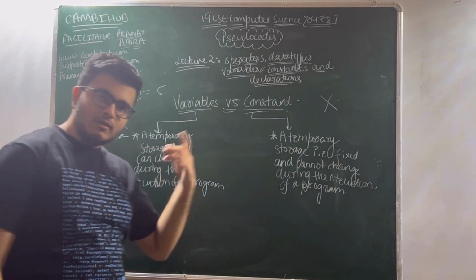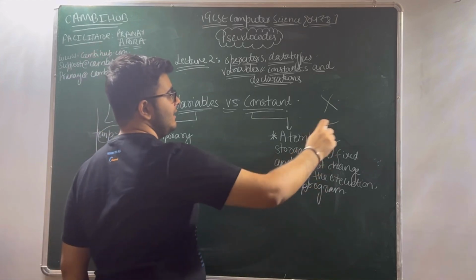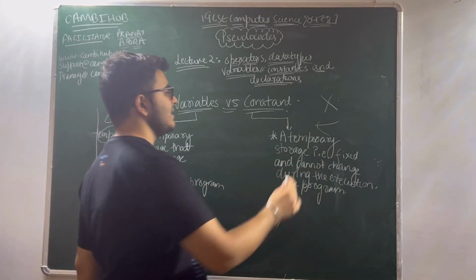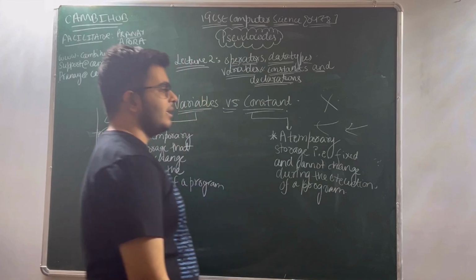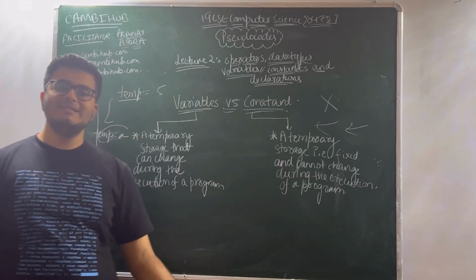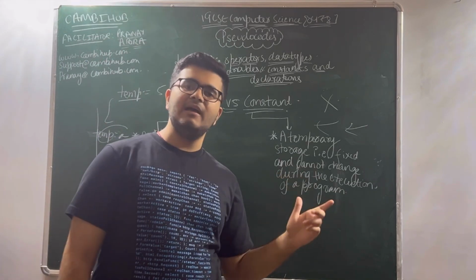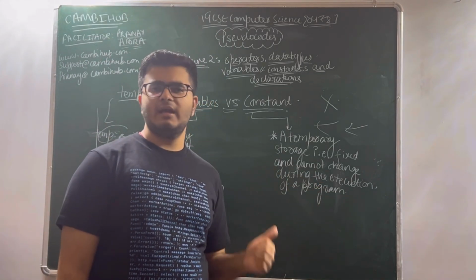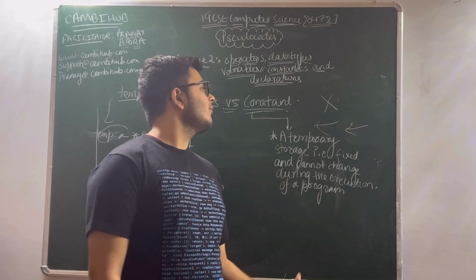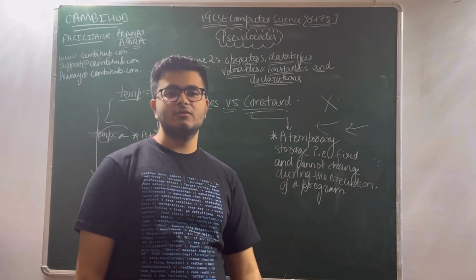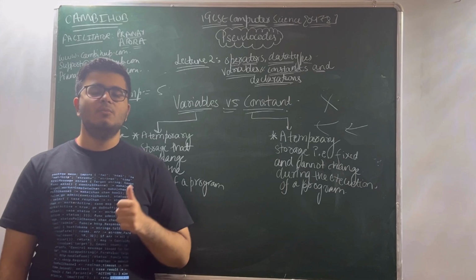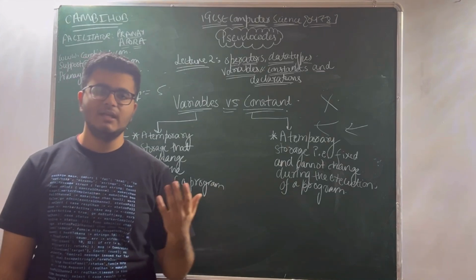Once I declare a constant and I assign a value to a constant, how do I assign a value? Using the arrow operator, the assignment operator. Once I assign a value to a constant, it will remain the same value throughout the program execution. I cannot change it, right? Whatever value I have initialized into that constant, that same value will remain. Let's move on to the next topic.